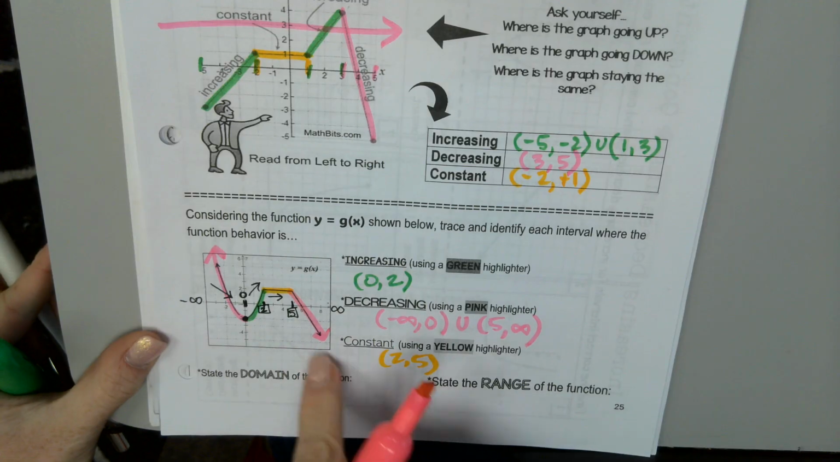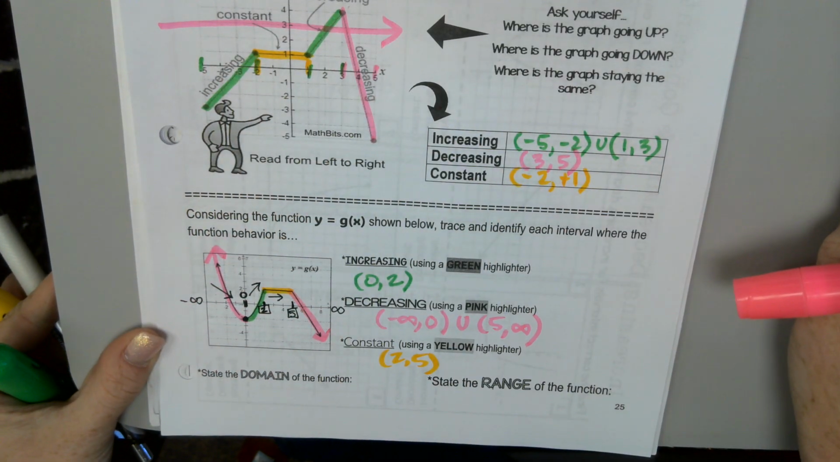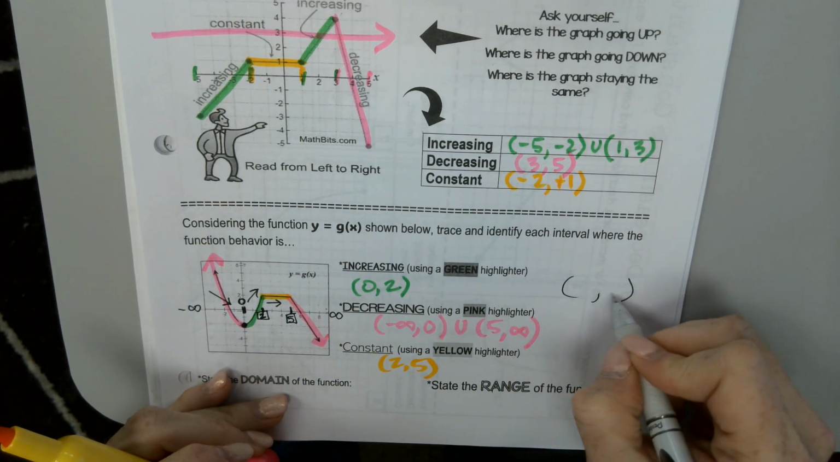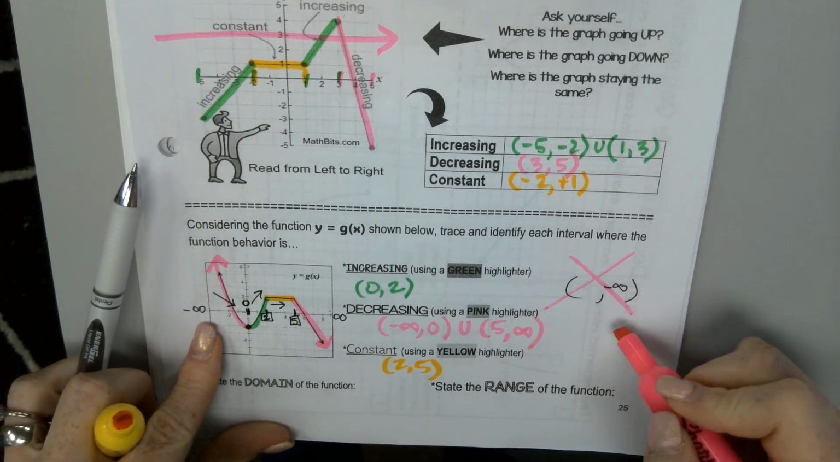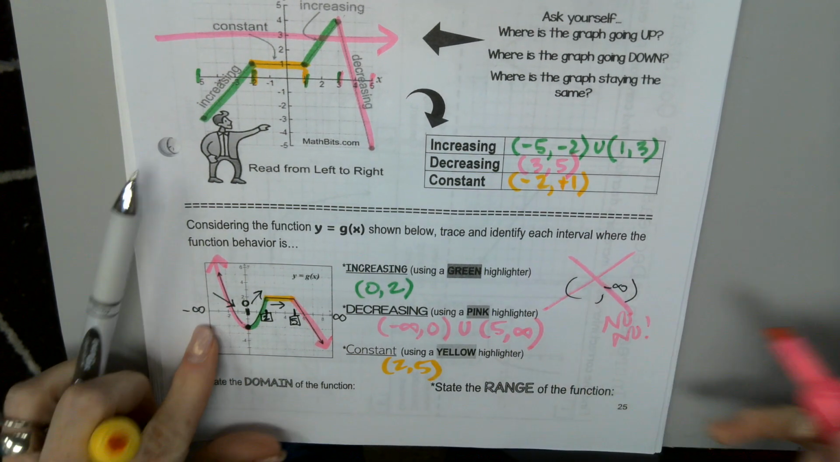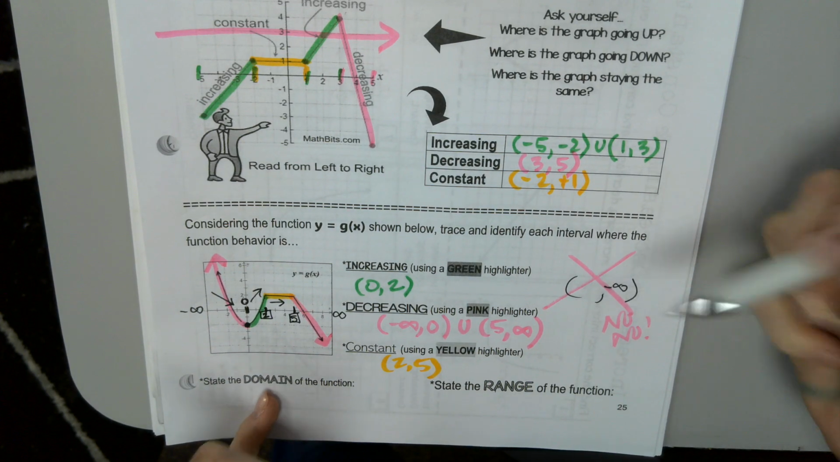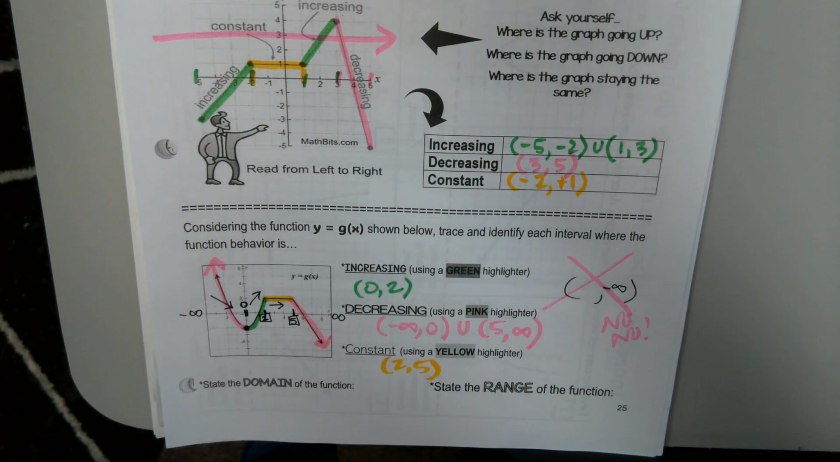You're not writing what it's pointing to. You're still moving from left to right. Okay? This was one of those no-nos that I talked about. This is a big no-no. We never have a negative infinity on the right-hand side. Okay? All right.